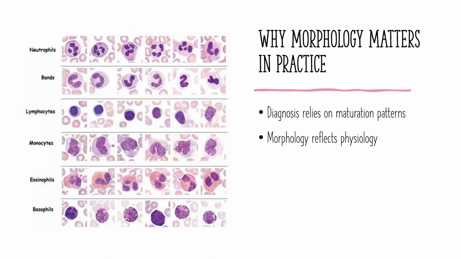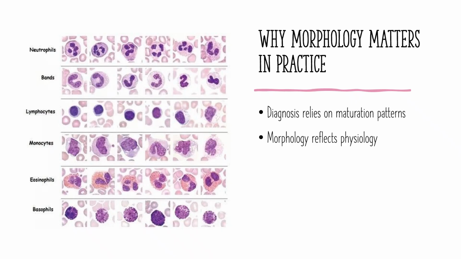And this is where histotechnology plays a critical role. If fixation is delayed, staining inconsistent, or smears poorly prepared, morphology becomes unreliable. That doesn't just affect aesthetics, it affects clinical decisions. A pathologist cannot interpret what cannot be clearly seen. So when we say morphology matters, we're really saying your technical work directly impacts patient diagnosis.